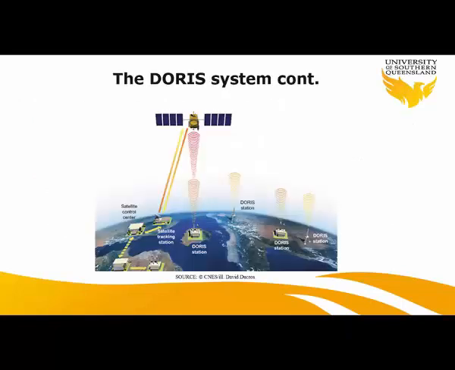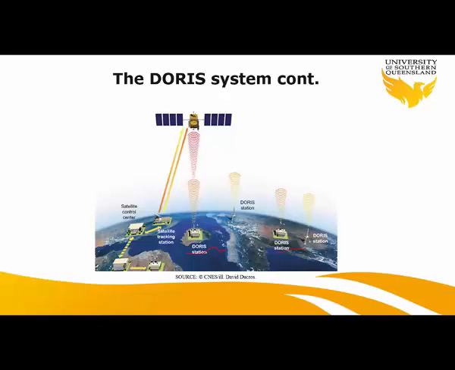How is DORIS working? We do have some DORIS stations, more than 50 or 60 of them, located all over the world. If you want to know about Australia, we do have two installations, located at Mount Stromlo in Canberra, and there is another one in Western Australia. So you can search for them and have a look where they are.